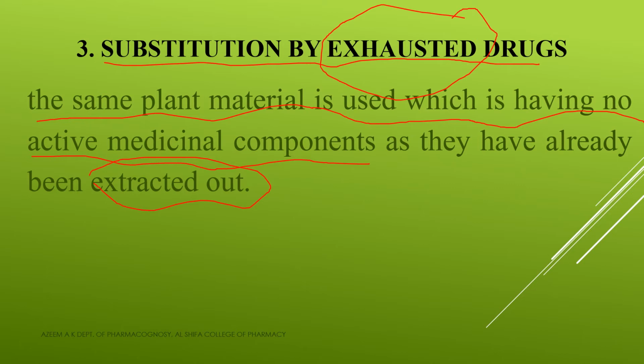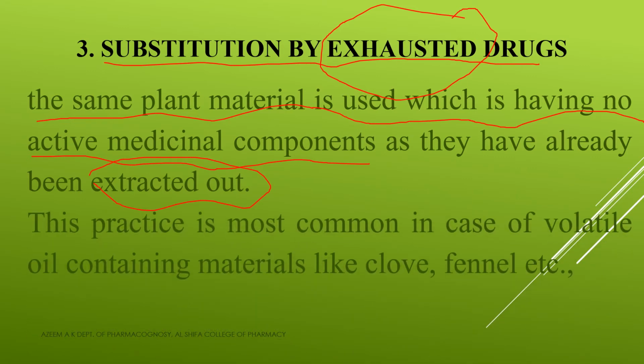Suppose a plant has some active medicinal component, and you take the active component from that plant and use the remaining material as an adulterant, then that type comes under this category, that is substitution by exhausted drugs. Here the same plant material is used and it does not have any active medicinal component because we already extracted that active component from the plant material. Okay, so that type of adulteration is known as substitution by exhausted drug.